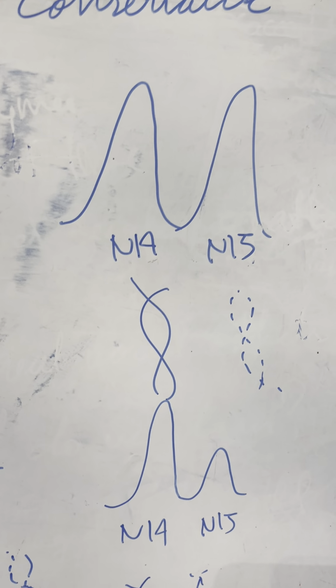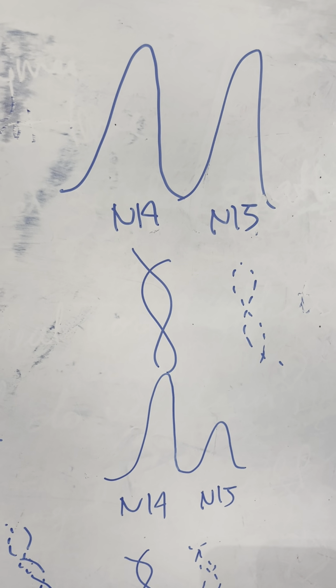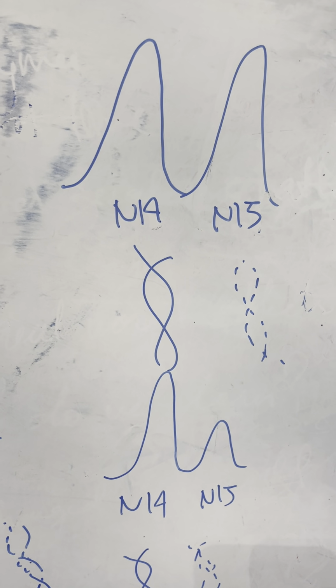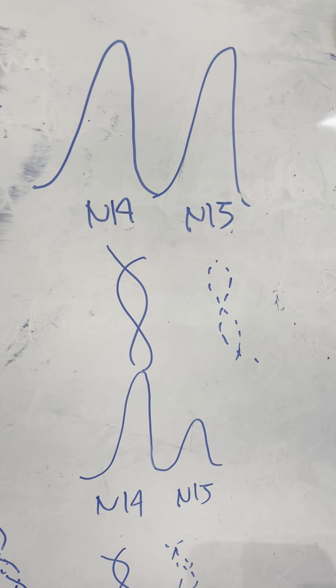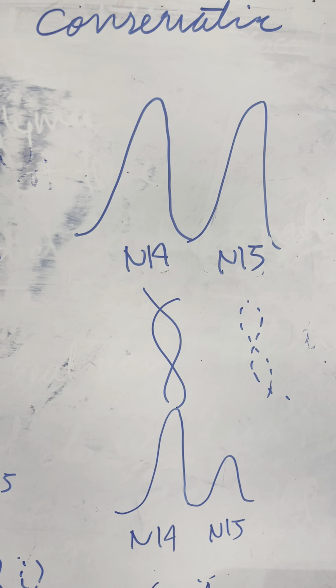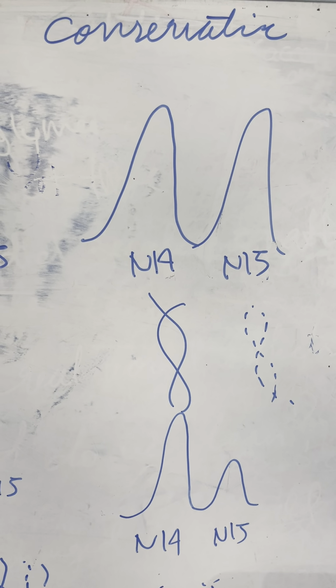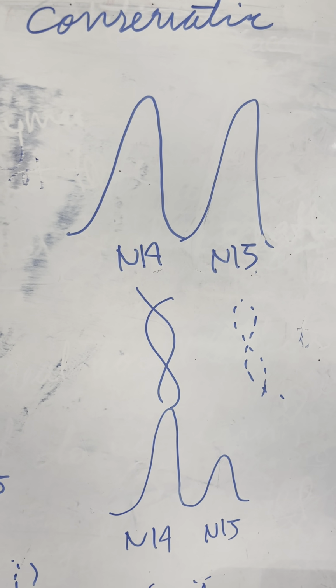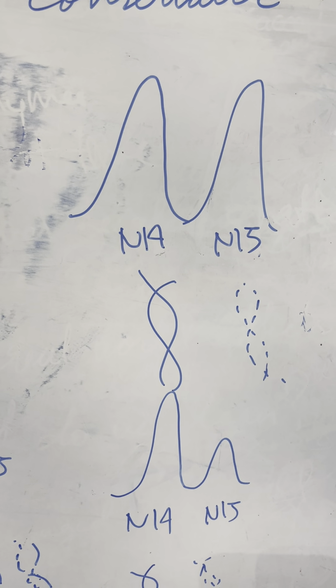In the conservative model, during the first replication, we would expect to see one N15 molecule and one N14 DNA molecule. This is because the theory is that the original molecule preserves itself. Thus, we should see two peaks, one at N14 and one at N15.